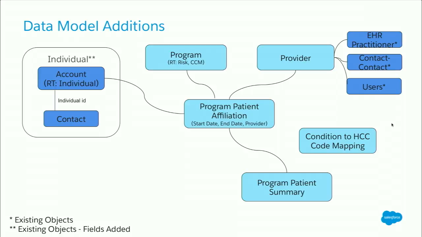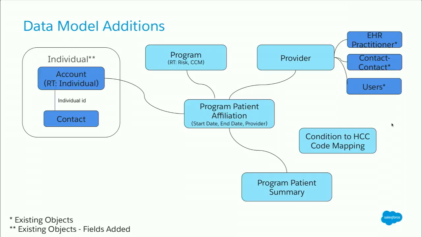We've added the program object that helps you enable your organization to track what programs your organization is a part of. We've added the provider object. The provider object now grabs information from 3 different objects: the EHR practitioner, contact, and the end users, and gets all of that into one single location, which is the provider object. And it ties that information together in the program patient affiliation. So the program patient affiliation is at a patient level, and it helps you track which patient is enabled for which program and which provider is responsible for that program for that patient. So that's the object that ties all of that together.